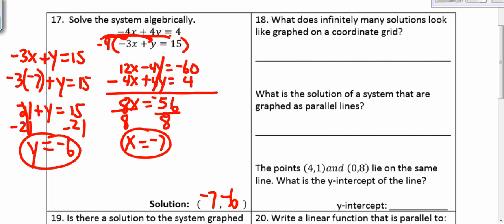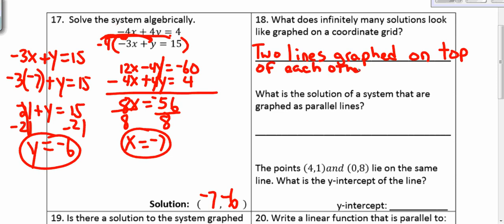And that's about that. All right, what does infinitely many solutions look like on a graphed coordinate grid? It looks like 2 lines. Or maybe you should say one line, graphed on top of each other. Looks like one line, but it's really 2.